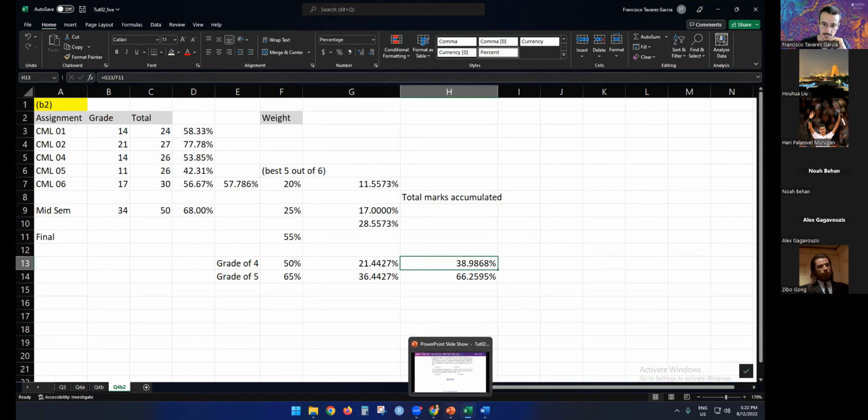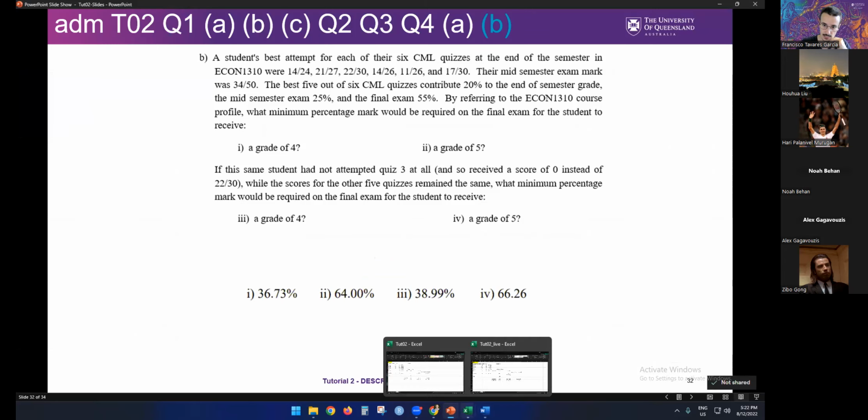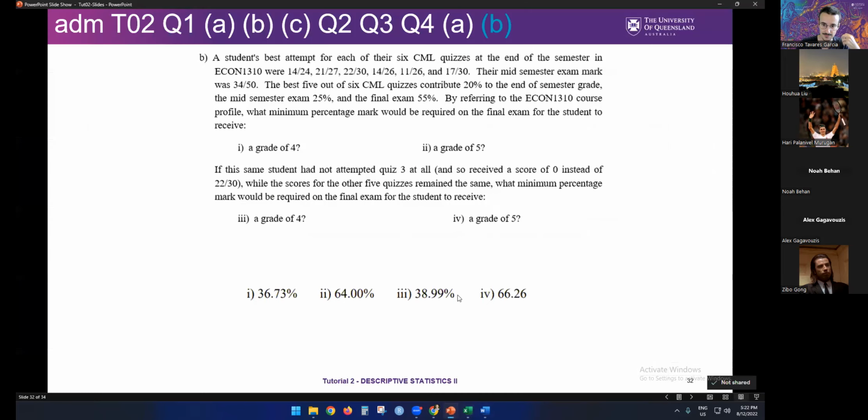And I guess that's the values we had. 38.99, 66.26, 66.26. Yes. 38.99, 66.26. Nice. Nice. Any question? This was the last question for our tutorial.